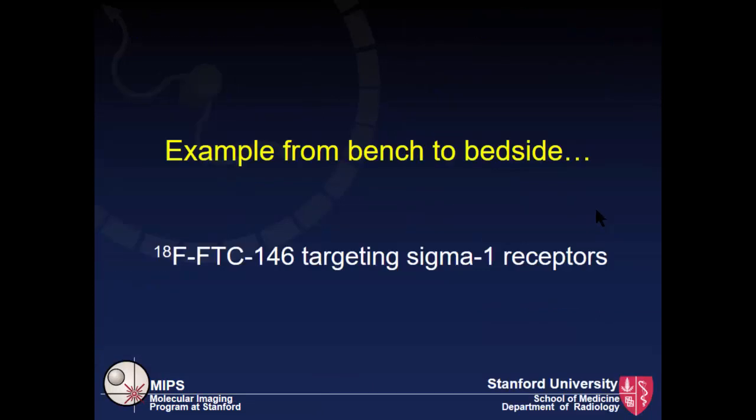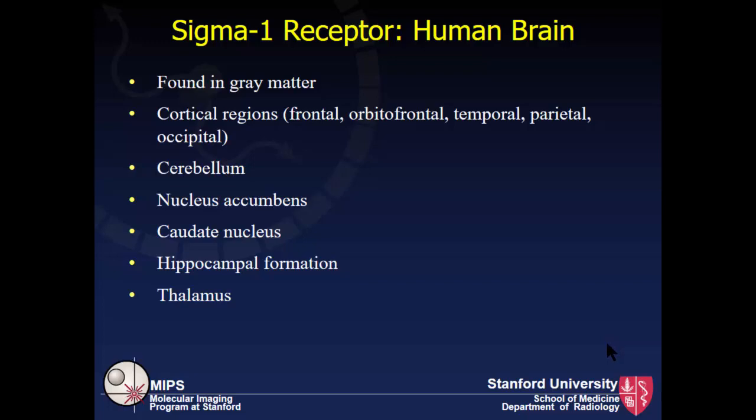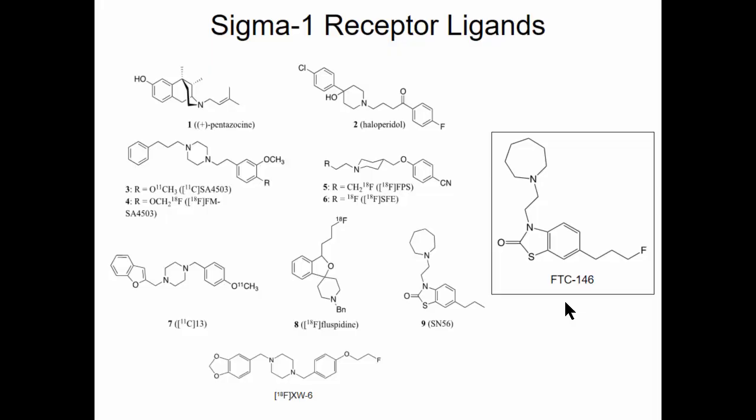So in the last bit of time, I want to take you through, from beginning to end, from bench to bedside, one example. In this case it is F18 FTC146 targeting sigma 1 receptors. This has been an effort for 10 years now. Sigma 1 receptors have been implicated in a whole host of different pathologies, but we're going to primarily look at chronic pain in this case, and they are found quite prevalent in the human brain.